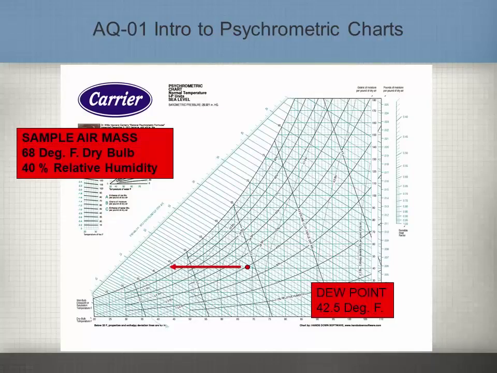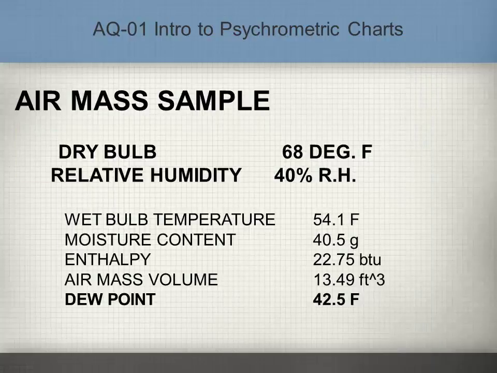If there's a drop in this air mass's temperature, the point where the dew will start to form will occur at 42.5 degrees Fahrenheit. If the temperature drops below this value, we can expect rain, snow, and or sleet based upon temperature condition.